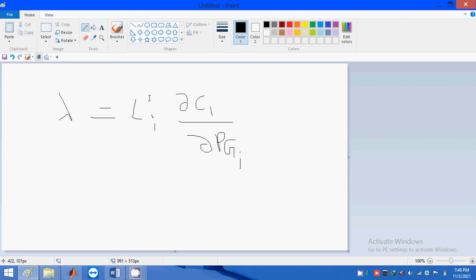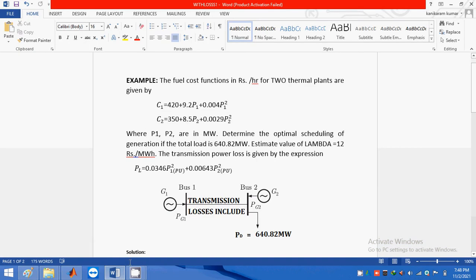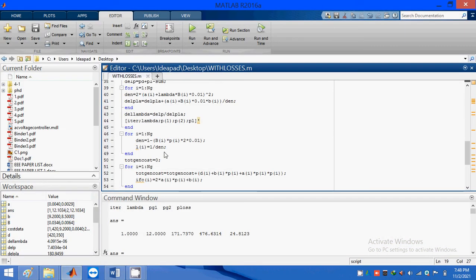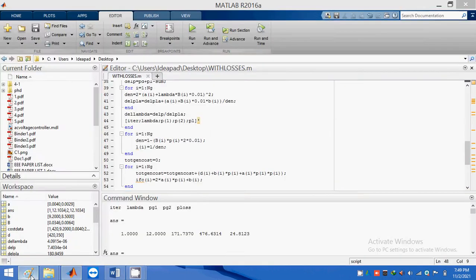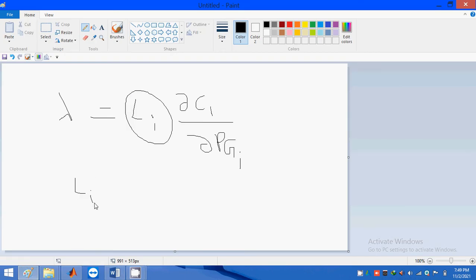In this project I am mentioning the penalty factor as Li. Penalty factor is equal to 1 divided by a denominator. Simply, Li is equal to 1 divided by 1 minus the incremental transmission line losses.